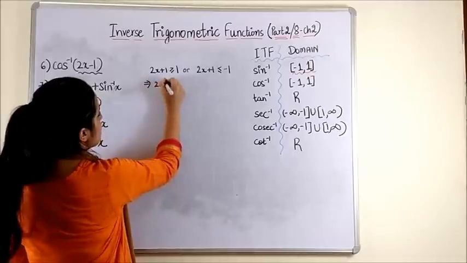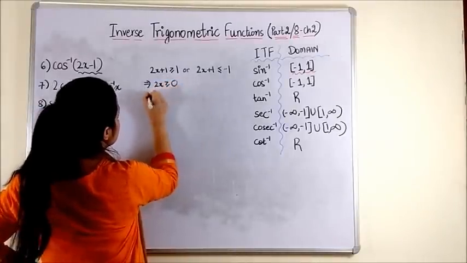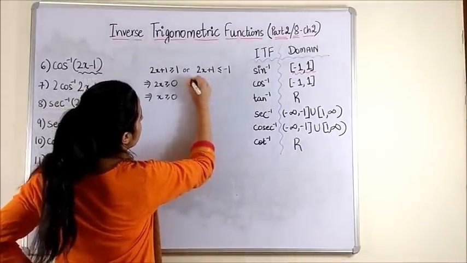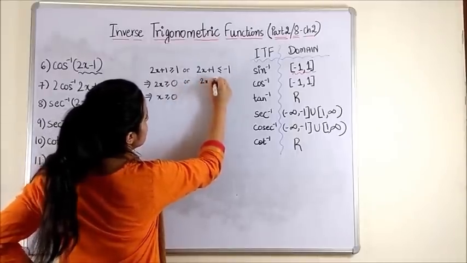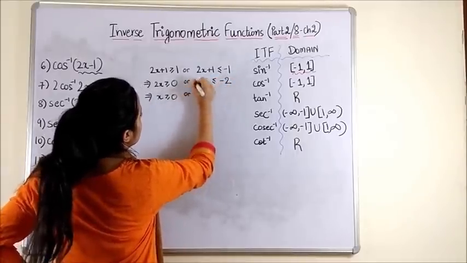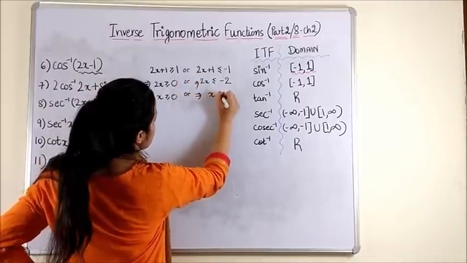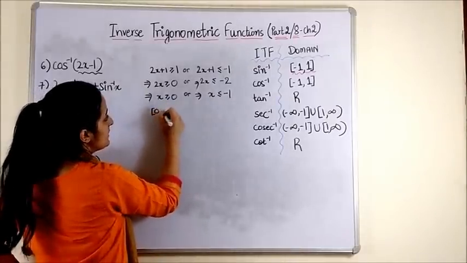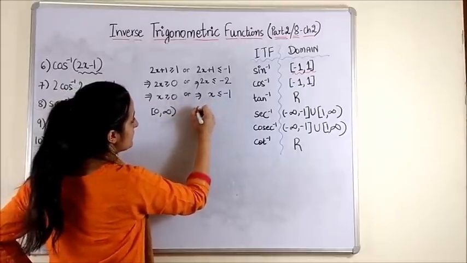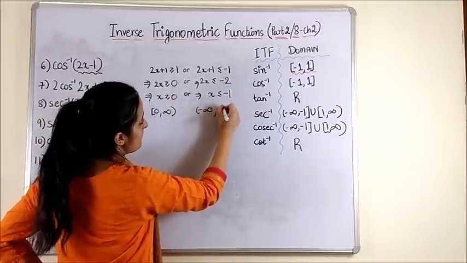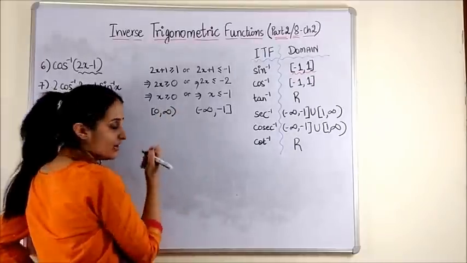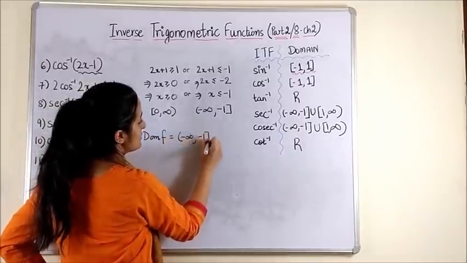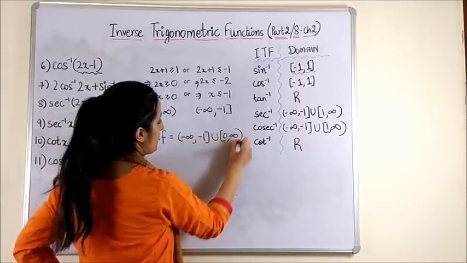So this means 2x is greater than or equal to 0. This is simply giving us x is greater than or equal to 0, and the other part gives us 2x is less than or equal to minus 2, which means x is less than or equal to minus 1. So from here you get the interval 0 to infinity, and from here you get the interval minus infinity to minus 1, which precisely becomes your answer. Therefore, the domain of the function becomes minus infinity to minus 1 union 0 to infinity.